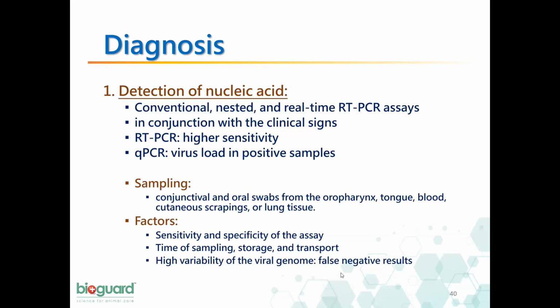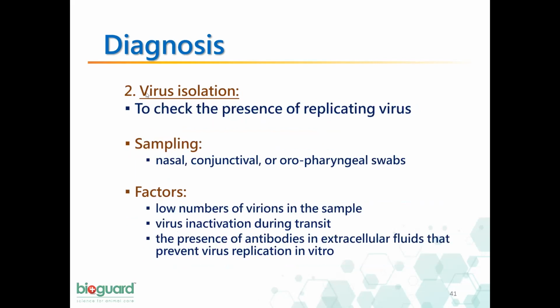So that's the issue with the PCR test in the feline calicivirus case: because of the high variability, we can have false negative results more often. Other than that, we can use virus isolation, where we can culture the virus to see the presence of replicating virus from samples collected from the nasal, conjunctival, or oropharynx region through swabs.